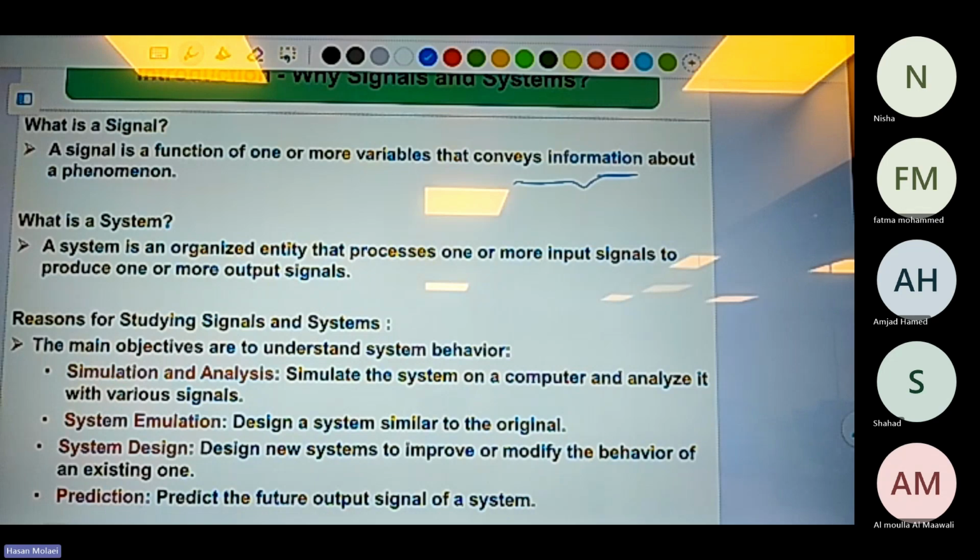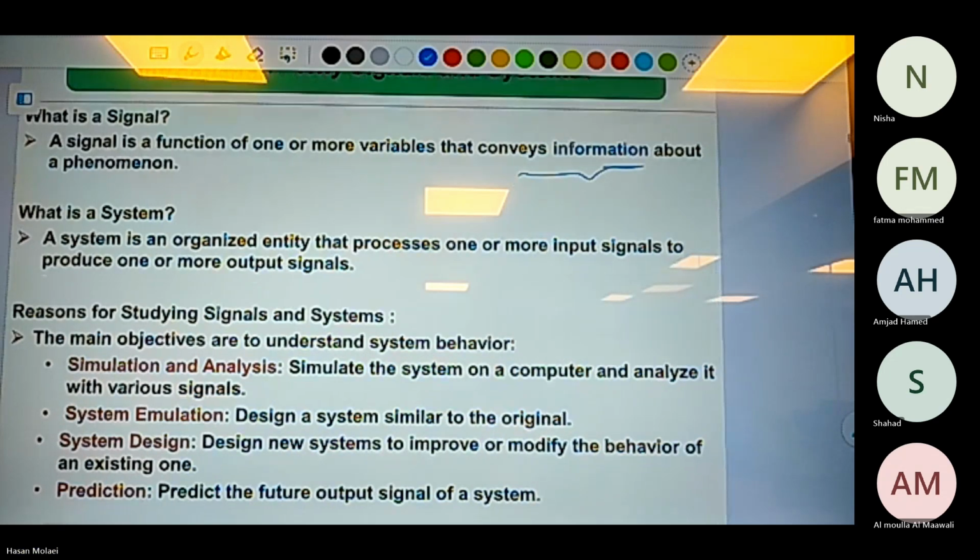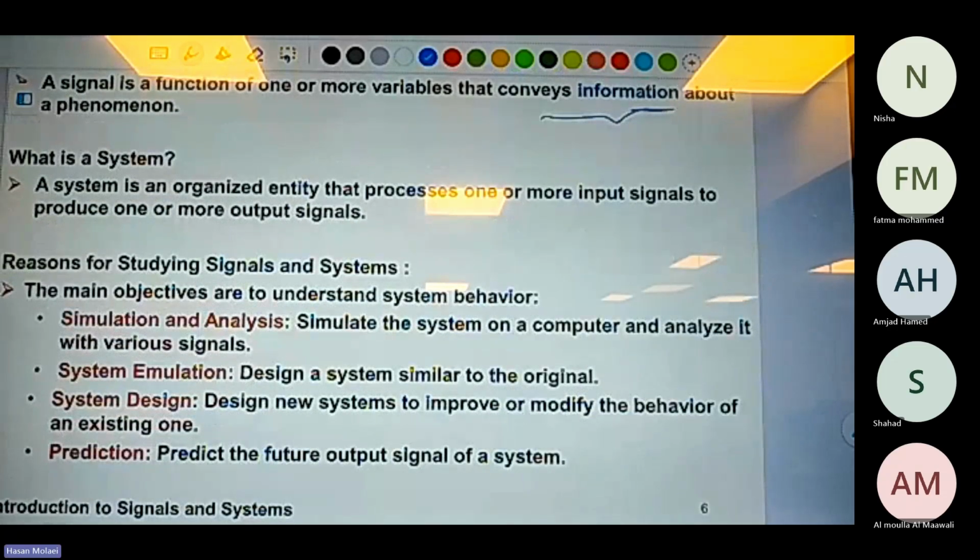I told you why we need to study signals and systems in ICT, but in general, when we are studying signals and systems, at the beginning we are able to simulate and analyze the system. After that, we will be able to make another system like that. When we make another system like the original one, we will be able to improve it, and we would be able to predict the future signal on the system.